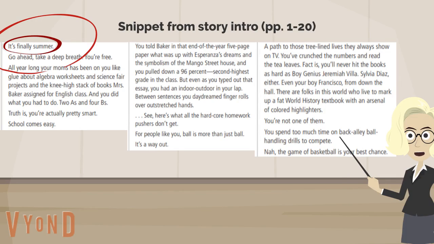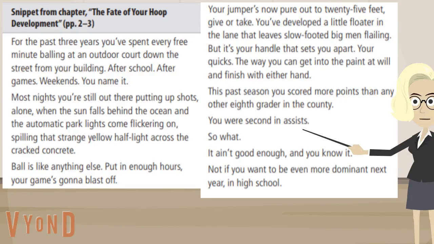And then there's this new chapter, "The Fate of Your Hoop Development." Let's look if there is a clue about time at the start of the chapter. Yes. "For the past 3 years, you've spent every free minute balling at an outdoor court down the street from your building. After school, after games, weekends, you name it."